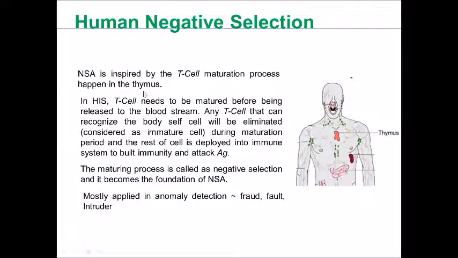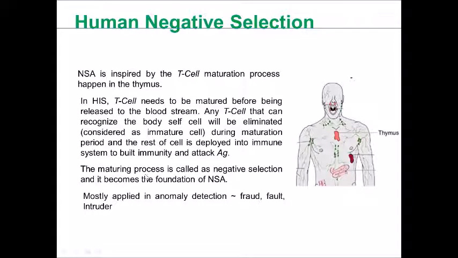As I mentioned in the early part of my presentation, the B cell is born and matured in the bone marrow. However, the T cell will be matured in the thymus. In the human immune system, the T cell needs to be matured before being released to the bloodstream. Any T cell that recognizes the body's own cell, the healthy cell, will be eliminated and considered an immature cell during the maturation period, and the rest of the cells will be deployed into the immune system to build immunity and attack antigens.